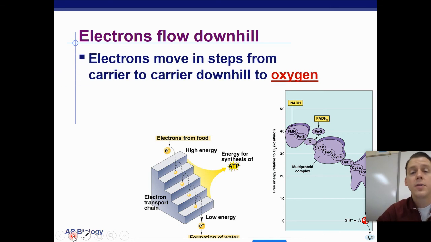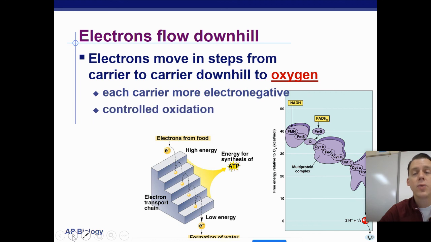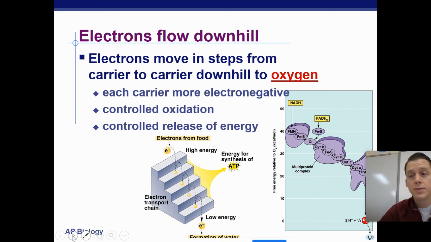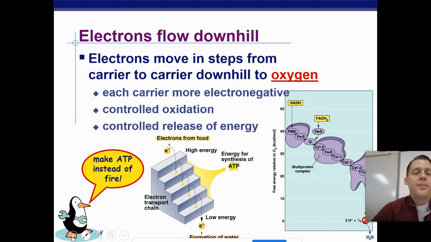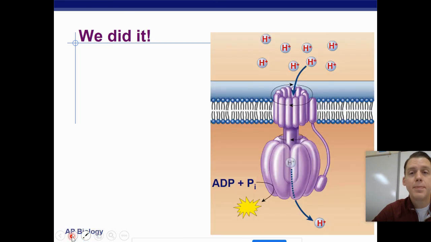So the electrons flow downhill to oxygen, so they lose little bits of energy as they move. And that energy is going to be captured by those proteins, which can pump the hydrogen across. It is a controlled oxidation, and it's a controlled release of energy. And that is how we still obey the laws of thermodynamics. The energy of the electrons goes down as that energy is transferred to the proteins. Instead of making a fire, like in our example of burning wood, we are making ATP.